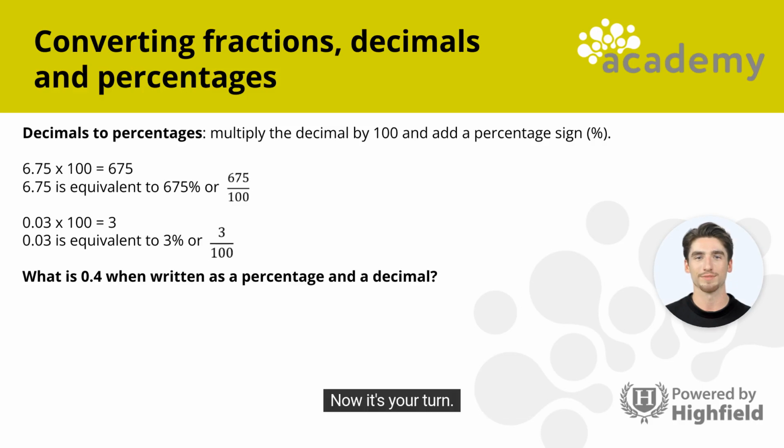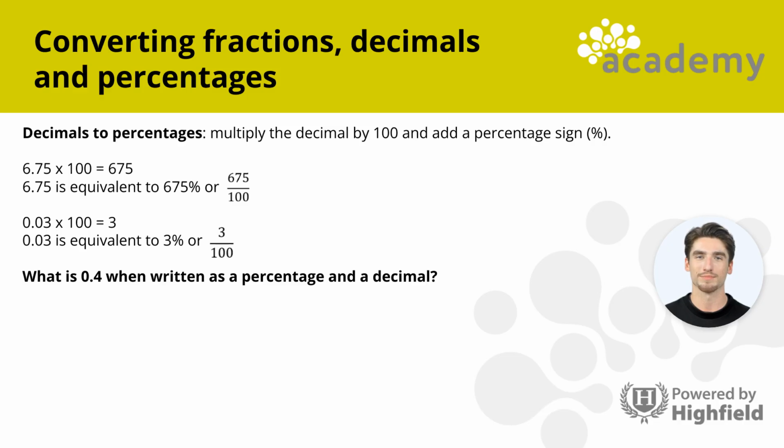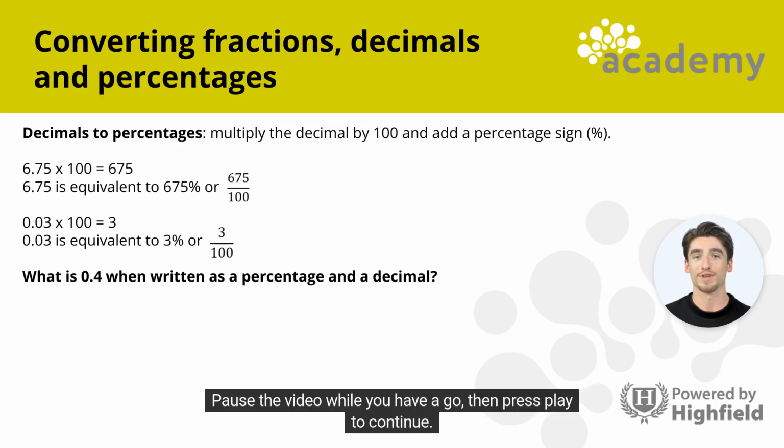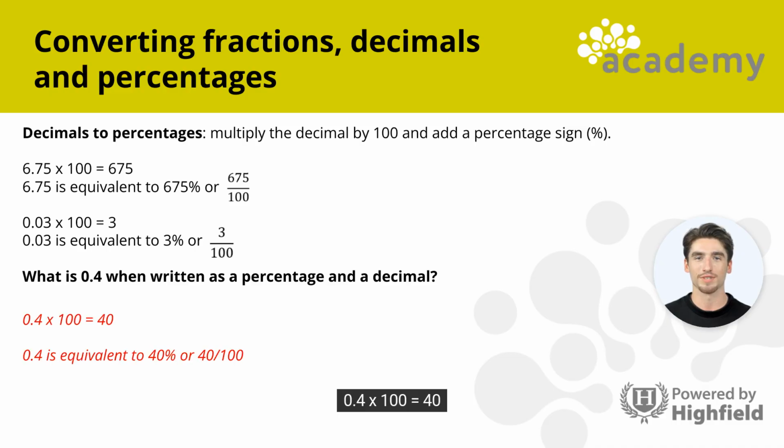Now it's your turn. Use this method to work out what 0.4 is when written as a percentage. Pause the video while you have a go, then press play to continue. 0.4 multiplied by 100 equals 40. 0.4 is the same as 40%, or 40 out of 100.